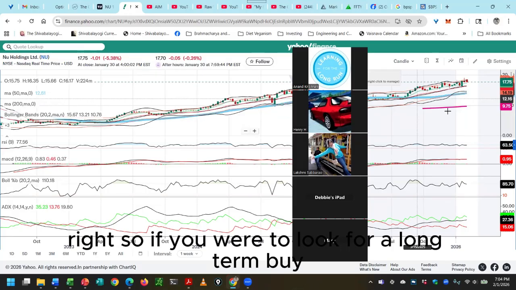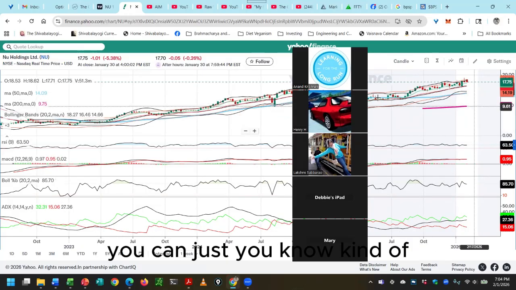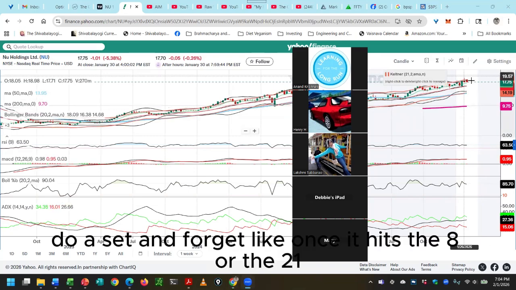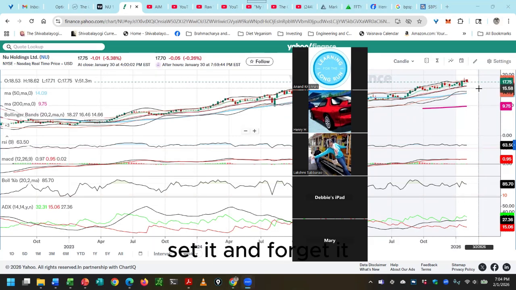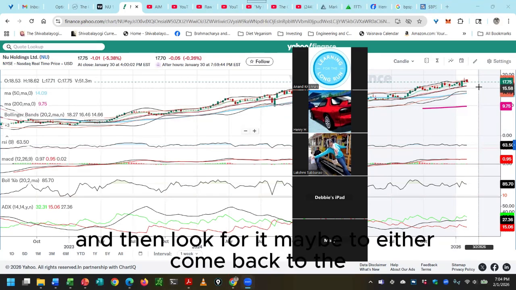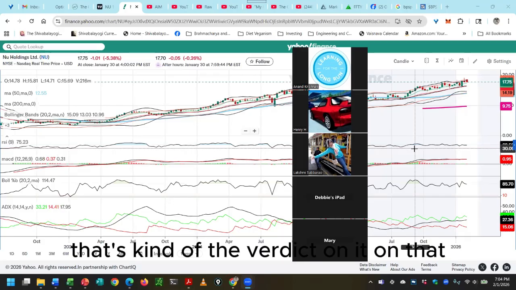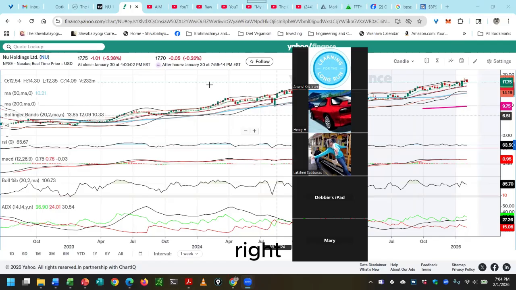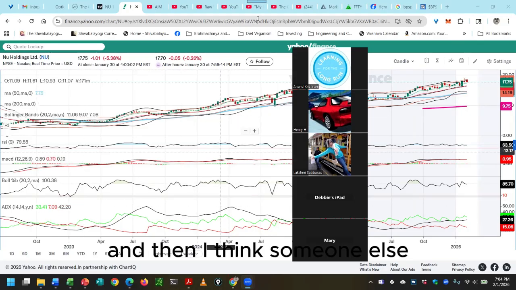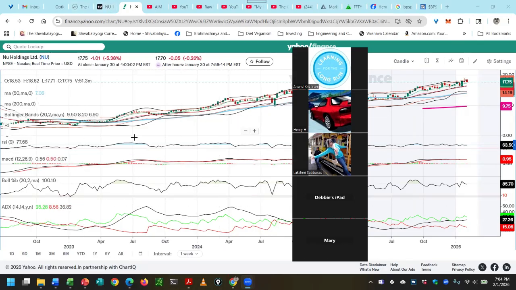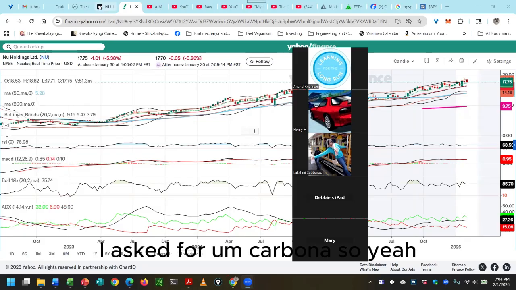So if you were to look for a long-term buy, you can just do a set and forget. Once it hits the 8 or the 21, set it and forget it. And then look for it maybe to either come back to the top, or just hold it long-term too, right? So that's the verdict on that. And then I think someone else asked for Carvana.